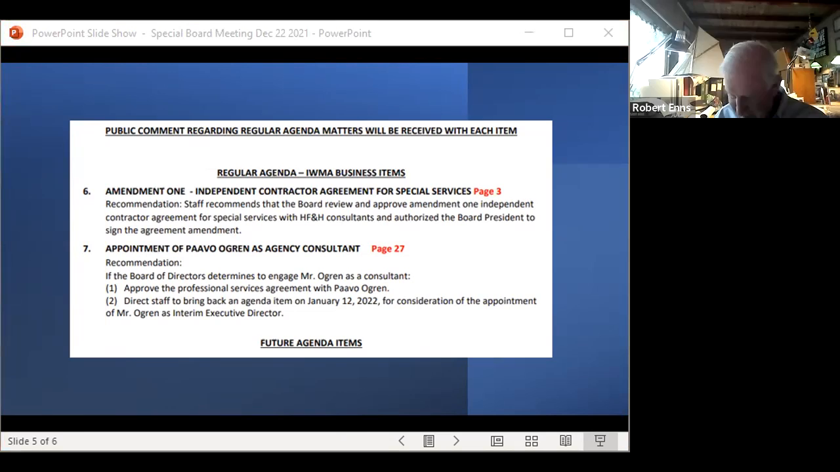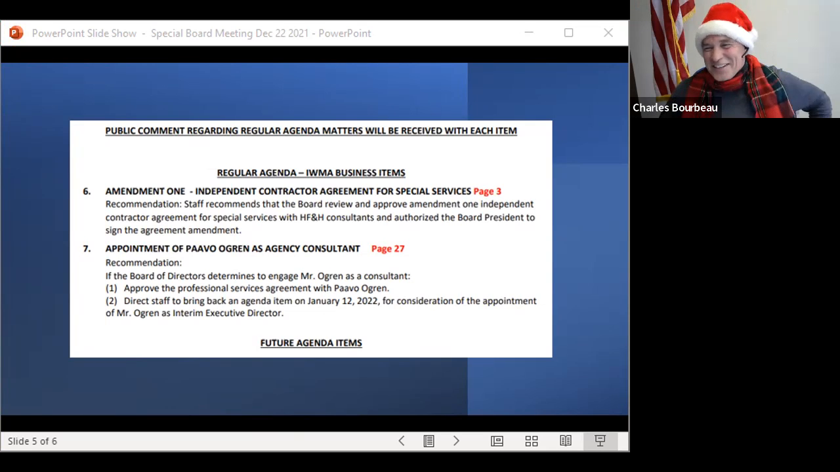So that's, it might be a first for a while. I'm not sure. So, anyway, does anybody else have anything else to add regarding future agenda items?